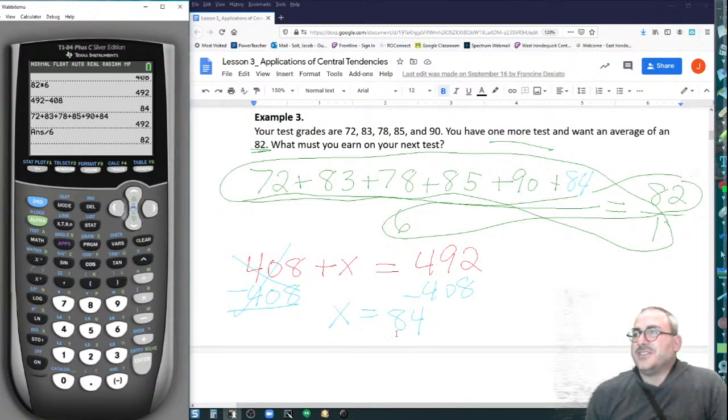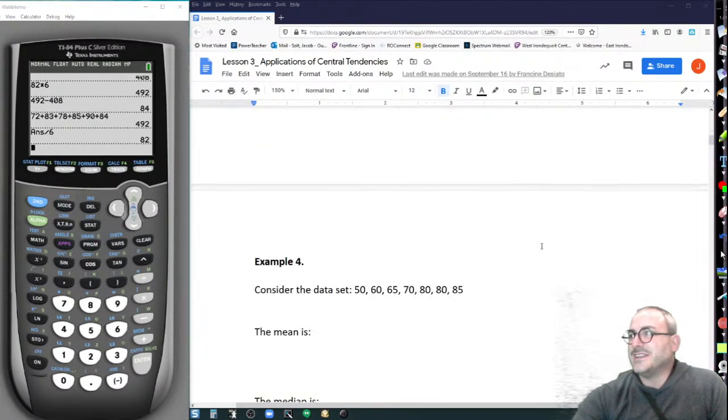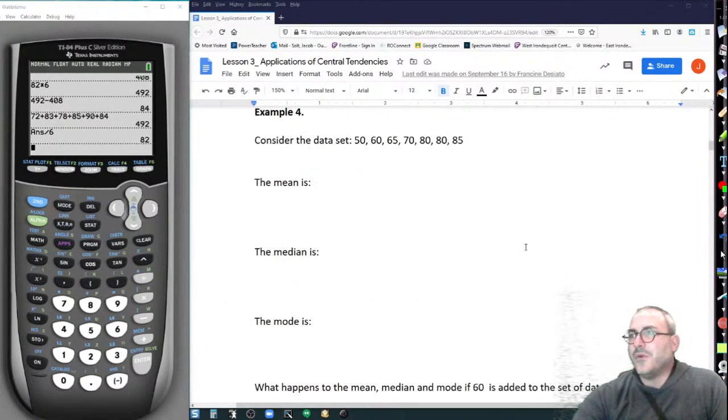84 is the score we'd have to receive on that one more test in order to get all these things to average to an 82. Feeling good about that yet? Hopefully so. I'm going to get rid of this. If you want it, you want to pause me now. I'm erasing that screen. And let's look at example 4.